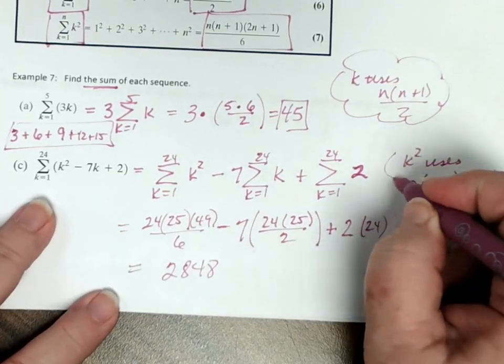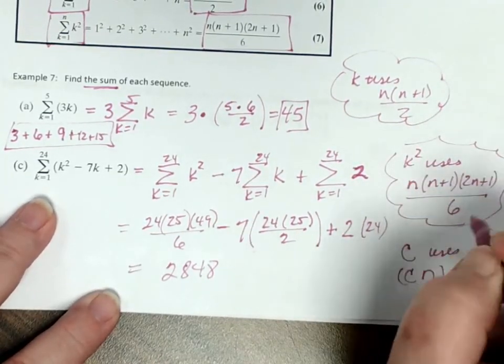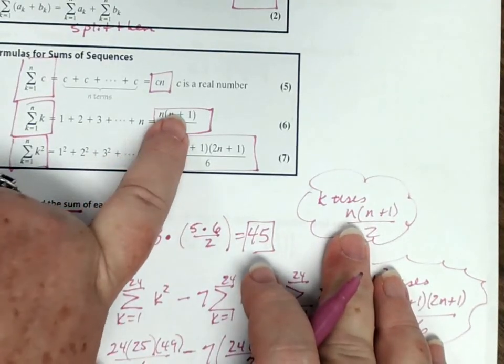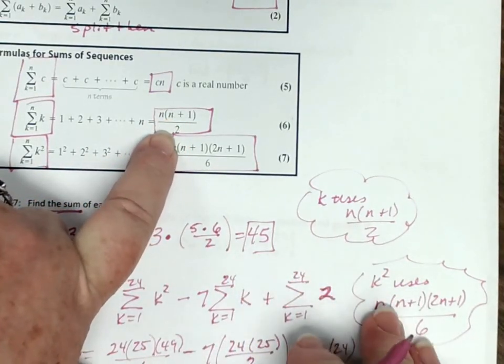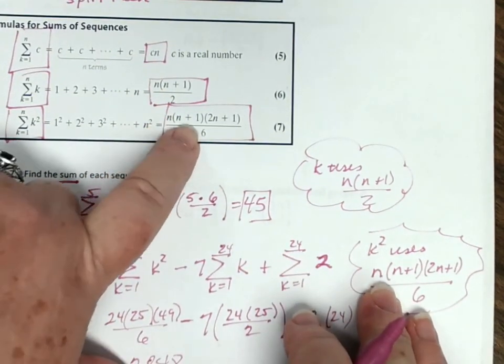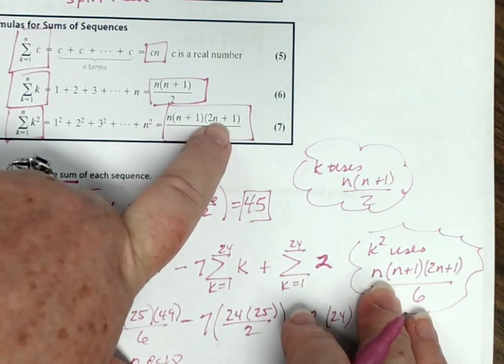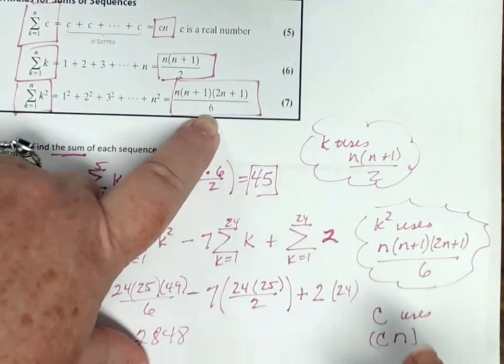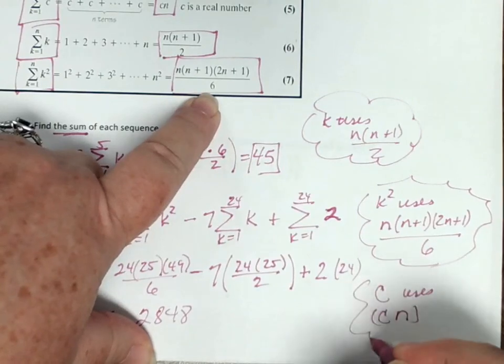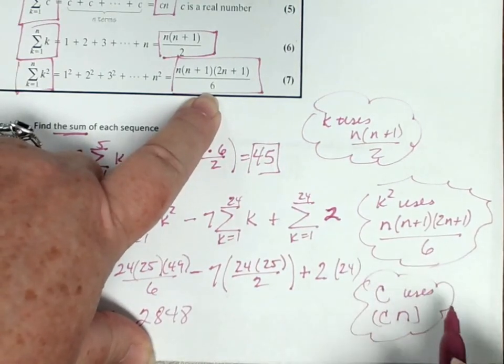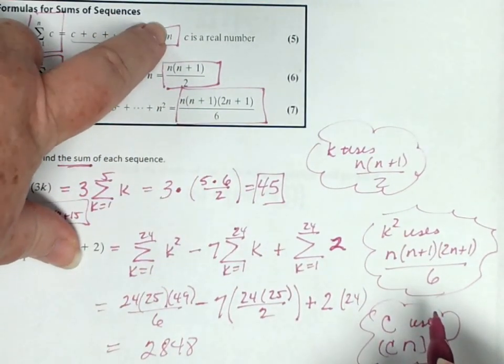So, once again, k uses n times n plus 1 over 2. k squared uses n times n plus 1 times 2n plus 1, all divided by 6. And constant, anytime you have a constant, it uses constant times n.